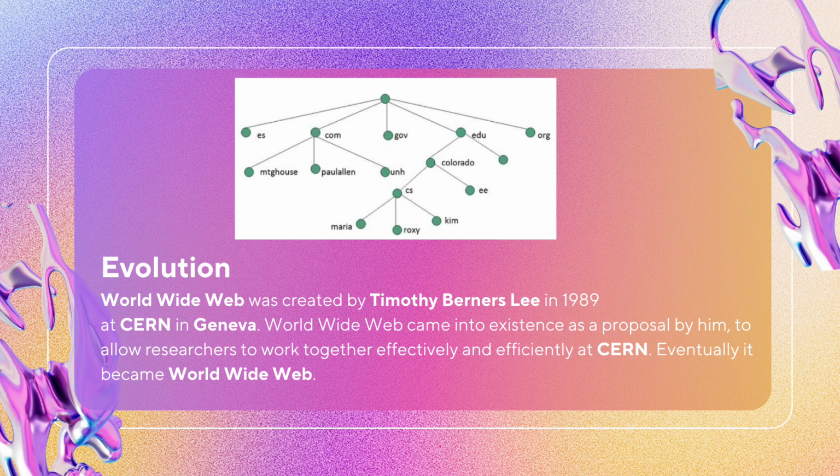And now, let's move on to the evolution of the World Wide Web. The World Wide Web was created by Timothy Berners-Lee in 1989 at CERN in Geneva. The World Wide Web came into existence as a proposal by him to allow researchers to work together effectively and efficiently at CERN. Eventually, it became the World Wide Web.